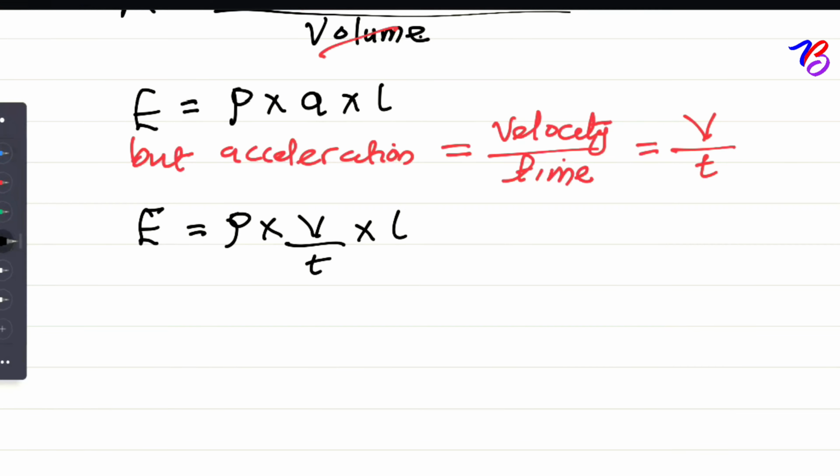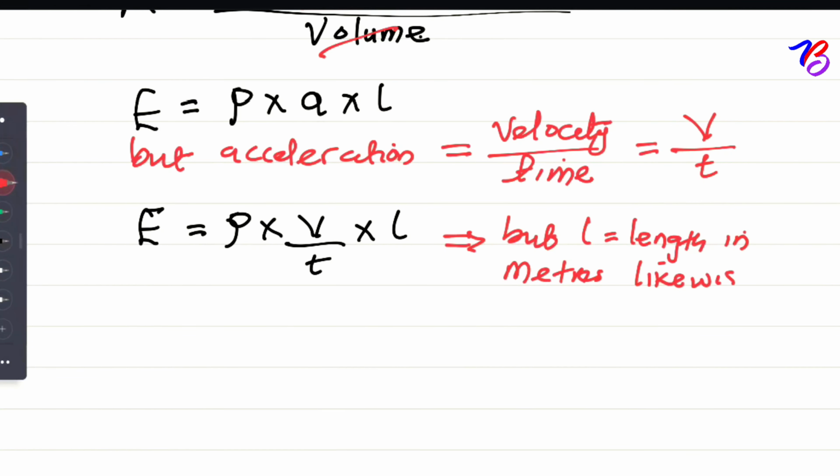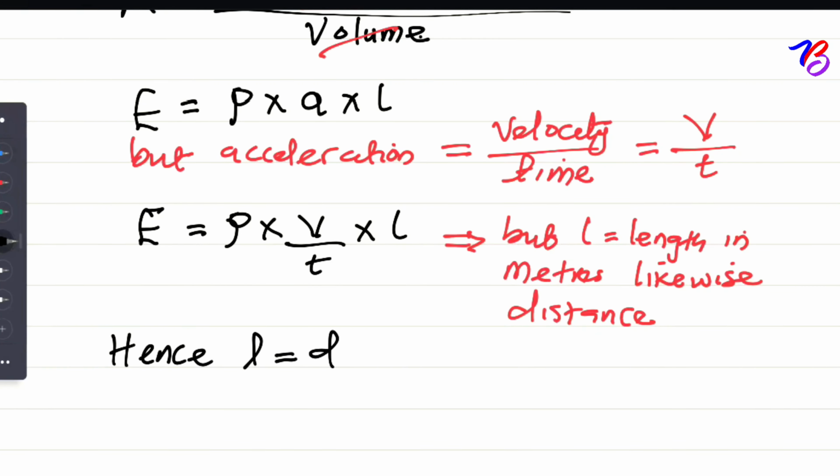Are you here? Then also recall that L is equal to length, and length is in meters. Likewise, distance is also in meters. So we can now replace L with distance. Hence, L is equal to D.